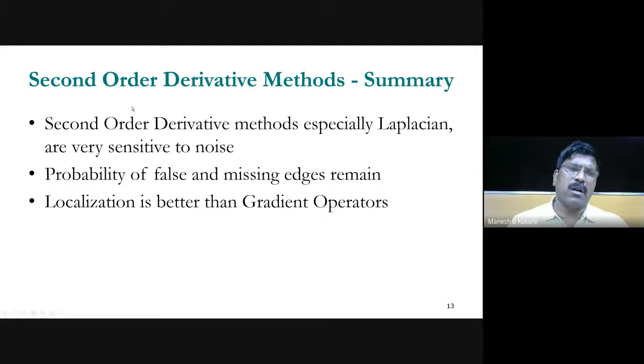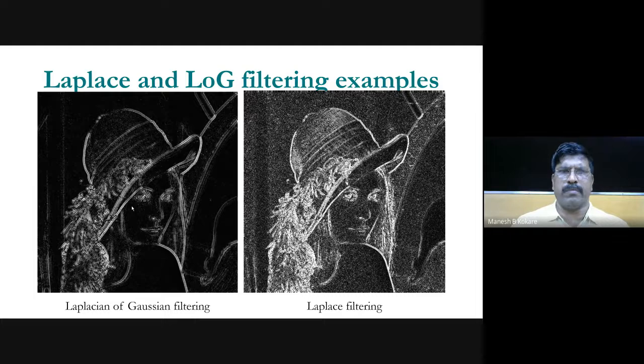Now, if you look at the second derivative techniques, as we have seen in yesterday's talk, the second derivative method, especially Laplacian, if you are using only Laplacian, it is very sensitive to noise. You get the noisy image along with the edges. There is a probability that false and missing edges may remain, and localization is better than the gradient operators, or simple first order derivative techniques. Now just see the result of Laplacian of Gaussian filtering and then Laplacian filtering.